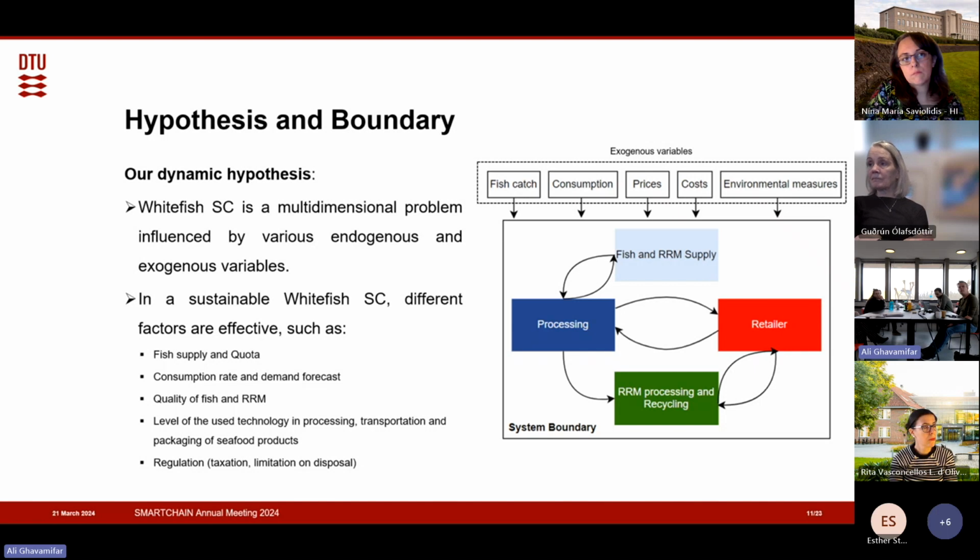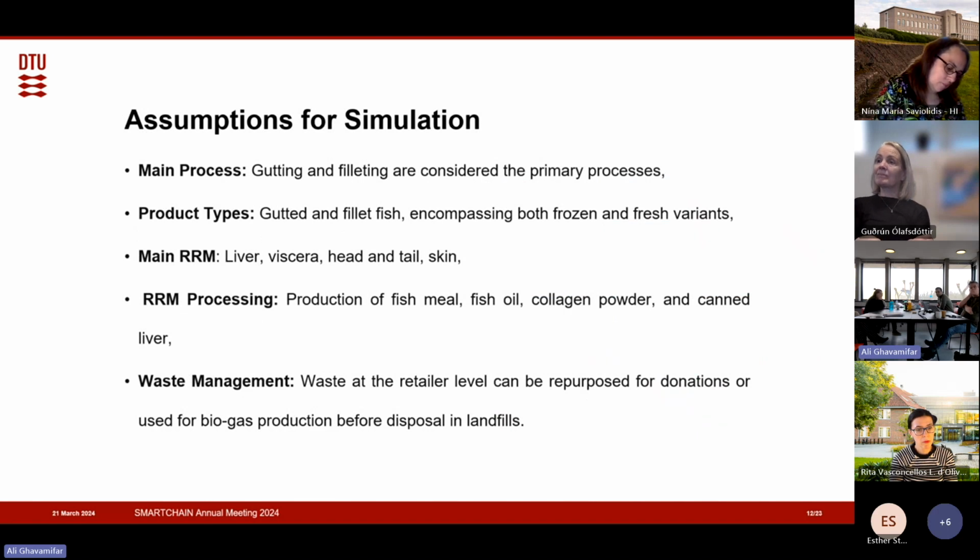But we have some endogenous variables: the quality of the fish, the level of the technology, and some taxation and limitation on disposal that we consider in our scenarios. So based on the hypothesis and boundary, we try to build our causal loop diagram. We had some assumptions for our simulation.